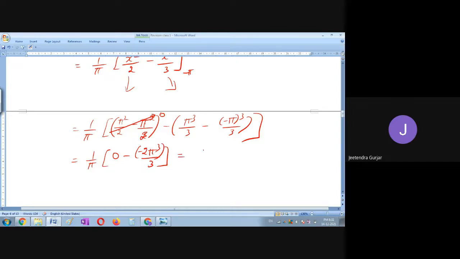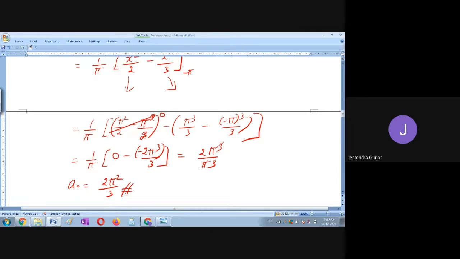So therefore this is 2. 1 pi will get cancelled. Minus into minus will become plus 2 pi cube upon pi into 3. So 1 pi will get cancelled. Therefore a naught is equal to 2 pi square upon 3 is the answer.